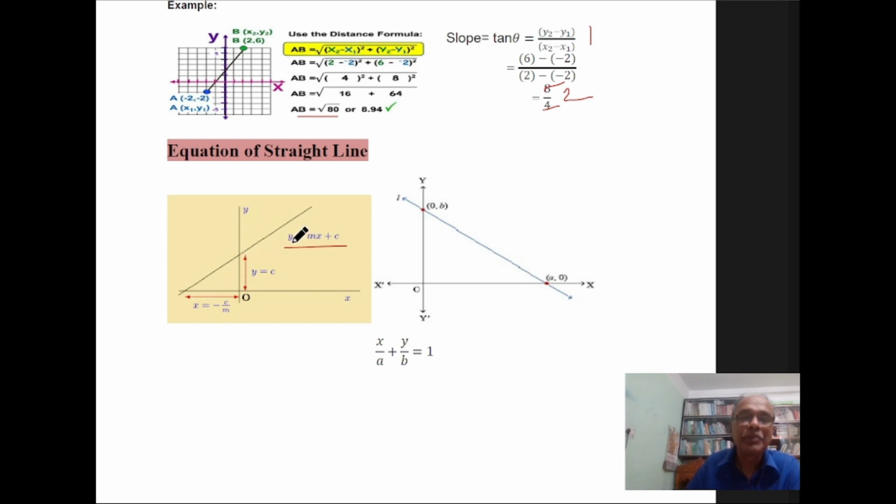Here you see if we put x equal to 0, then y equal to c. So this is the c, and y equal to 0, x equal to minus c by m. Okay, this is y equal to mx plus c, and m means slope, tangent of this angle. Similarly, another formula is that if this straight line cuts the axes at the coordinates (a, 0) and (0, b), then the equation will be x by a plus y by b equal to 1.